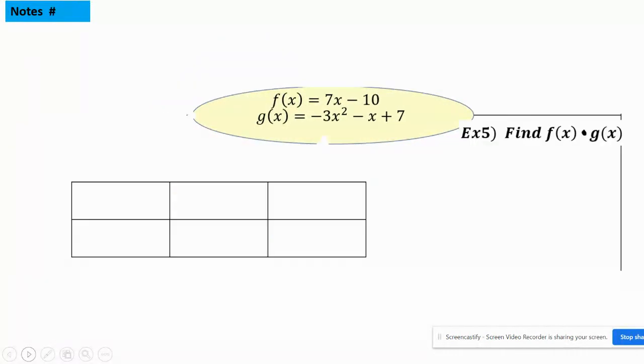Okay, next one. So now we're going to do example 5. It says f of x times g of x, and we're going to use the box method. And we've done this before in class. So we're going to take the f function, 7x, negative 10, and put it on the side. We're going to multiply it by the g of x function, which is right here. Put that at the top.